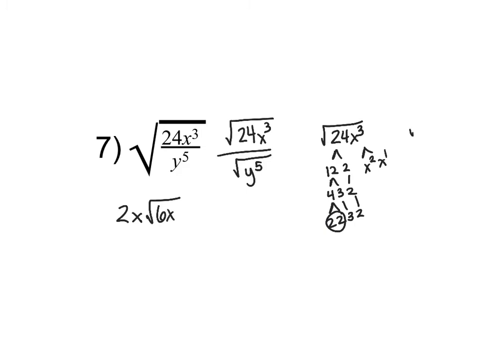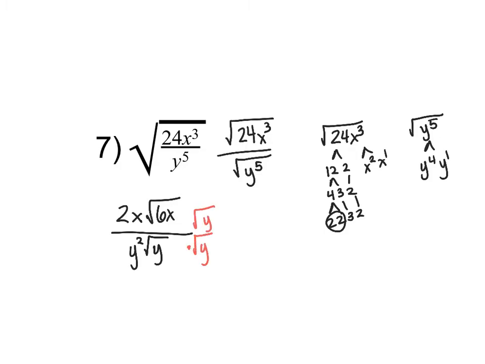Now for y to the 5th, I'm going to break it down as y to the 4th times y to the 1. So 4 divided by 2 is y squared. We have the square root of y. Now we're almost there. The only problem with this is that we can't have a square root on the bottom. Since it's a square root, I just need one other y to get rid of it. So my final answer is y to the 3rd.